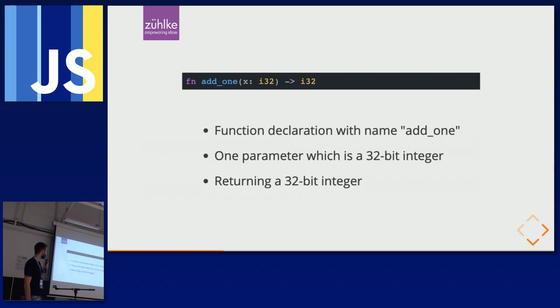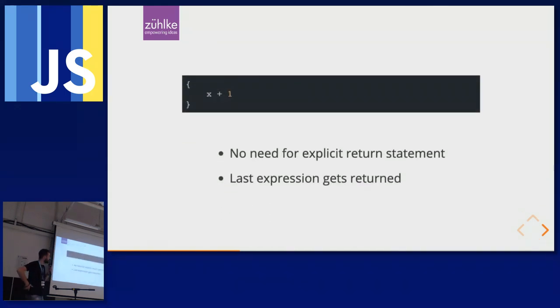So this is the function declaration. I think that's pretty similar to what you would see with TypeScript, or maybe you are used to CoffeeScript or something. The only thing that you see here is the 32-bit integer, so we get one parameter in called x, and we will return one 32-bit integer. I think simple, right?